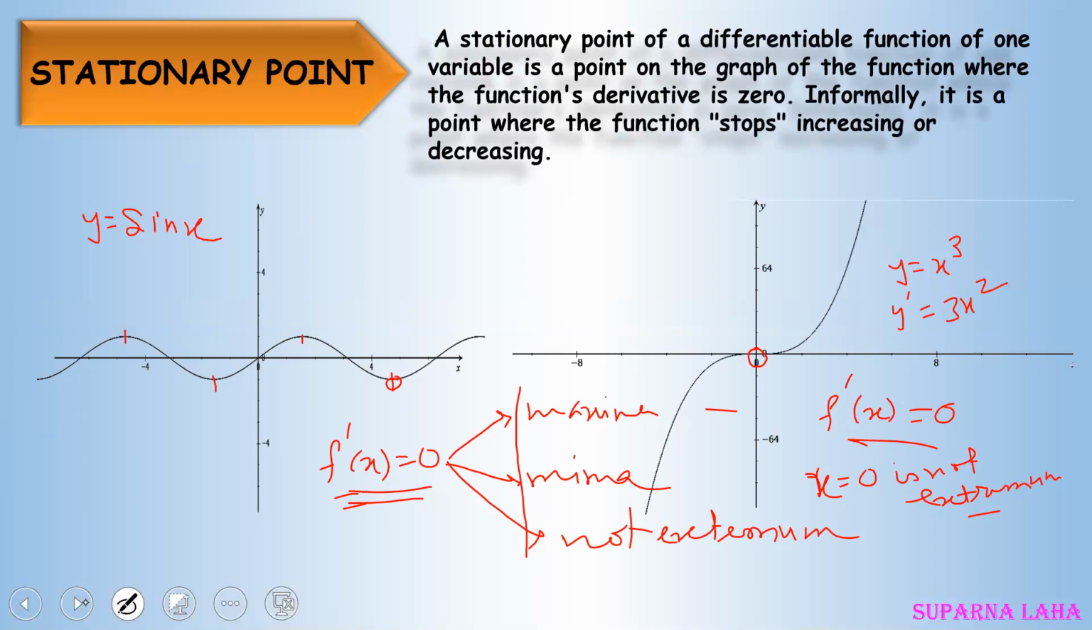Here is the definition. A stationary point of a differentiable function of one variable is a point on the graph of the function where the function's derivative is 0. Definitely f dash x is 0, but it is where the function stops increasing and decreasing. At that point, the function is not increasing or decreasing, but a maxima or minima can exist, or maybe no extremum is also a possibility. So all these types of points are called stationary points. So next, check critical points.